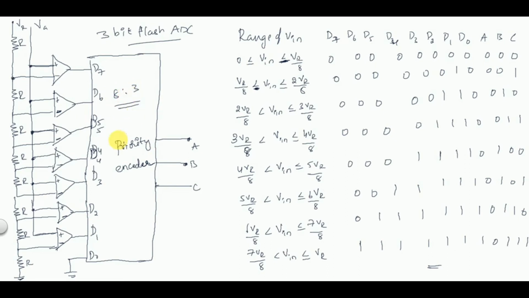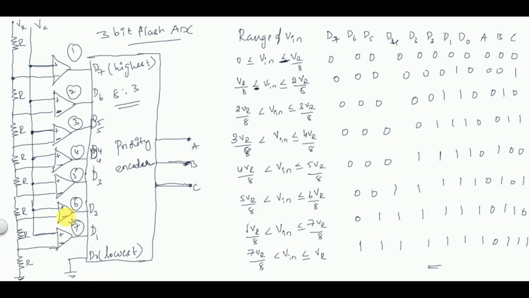So in the 8:3 priority encoder you have 8 inputs, where D7 has the highest priority and D0 has the lowest priority. The corresponding outputs will be 3 in number, which A, B and C represent. Here we are using 7 comparators: 1, 2, 3, 4, 5, 6 and 7, totally 7 comparators.